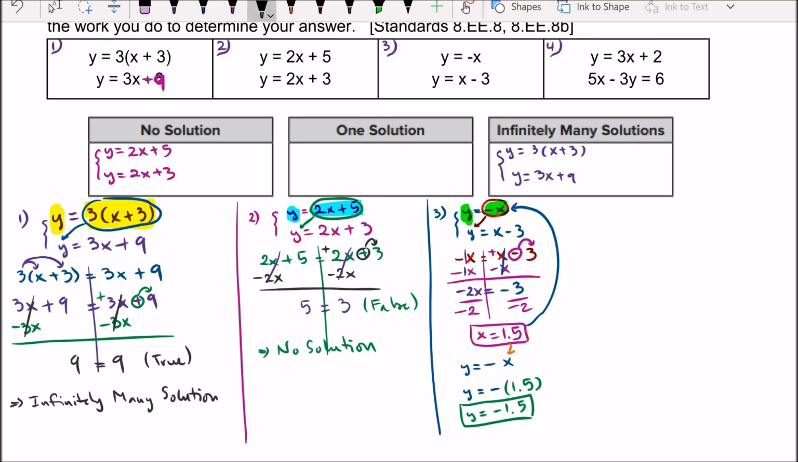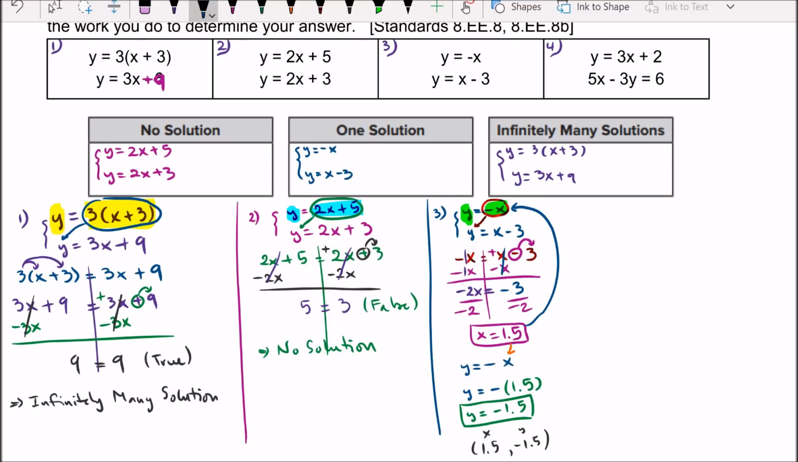And we're almost done, but we're not done yet. You have to write your answer as an x and y ordered pair. So the x value is 1.5 and the y value is negative 1.5. Now we are done with problem 3. Make sure you put this in the one solution box: y equal to negative x and y equal to x minus 3.